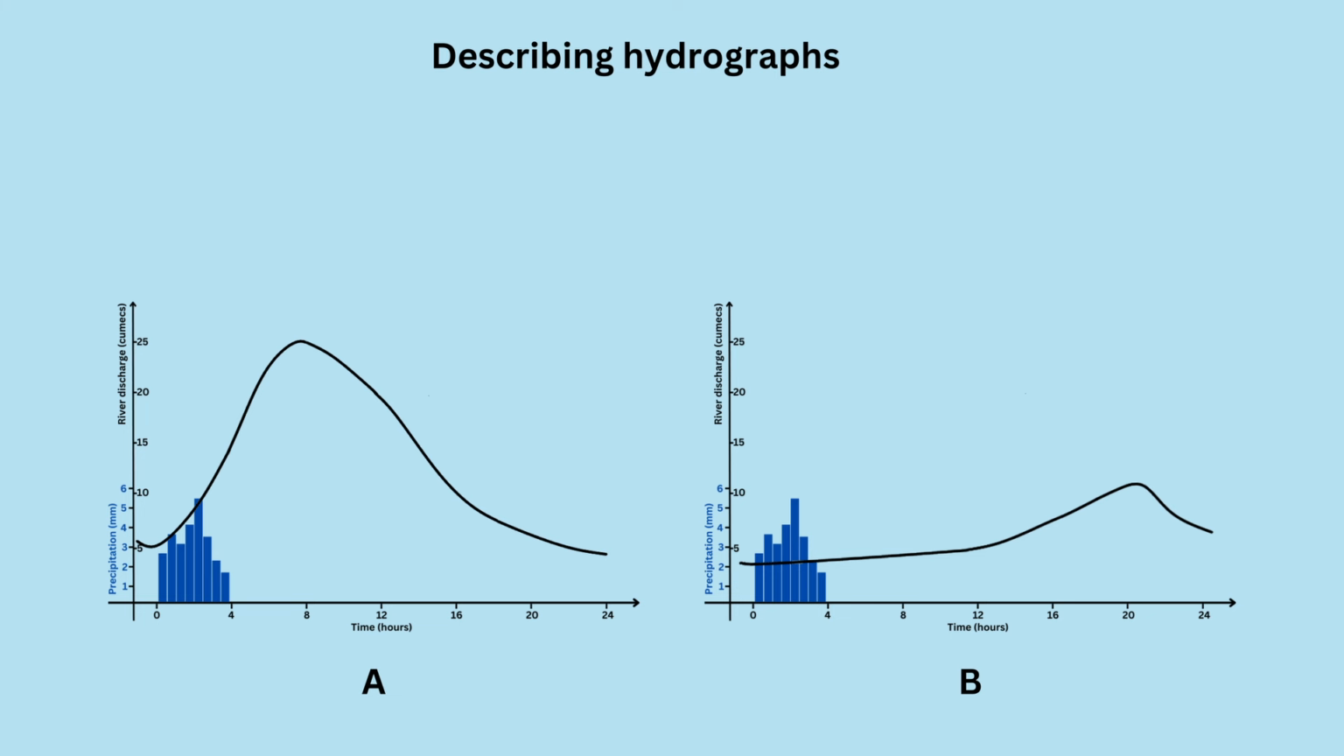A gentle hydrograph, such as hydrograph B, shows the river is at low risk of flooding. These types of hydrographs have a gentle rising limb and a long lag time, which means it takes longer for the peak rainfall to reach the river channel, so the river discharge is increasing slowly.